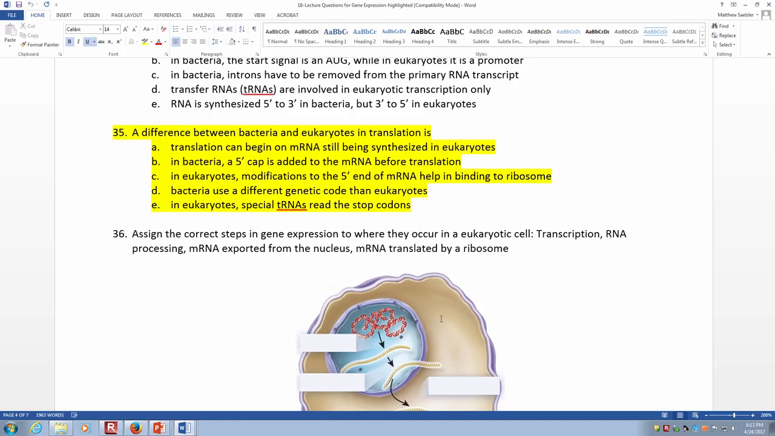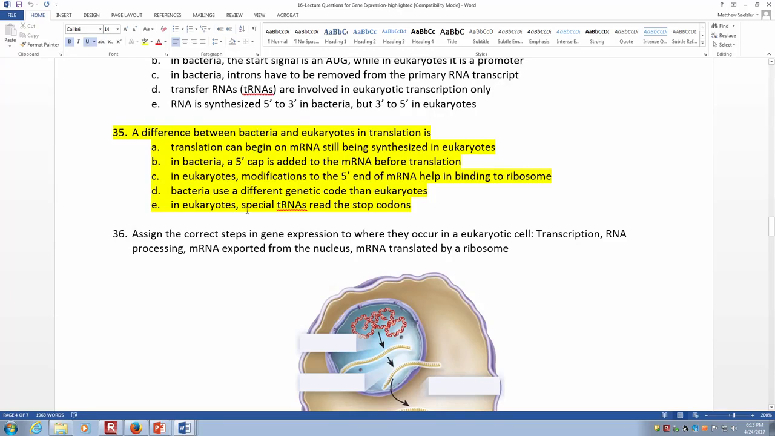And this goes back to when we discussed the 5' cap and the poly-A tail. And I told you that in terms of their function, the 5' cap and the poly-A tail are important for helping ribosomes bind to the 5' end of the mRNA once it reaches the cytoplasm. D, the genetic code is nearly universal, so bacteria do not use a different genetic code than eukaryotes.